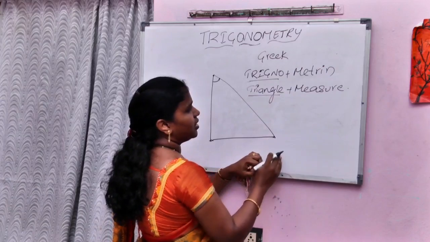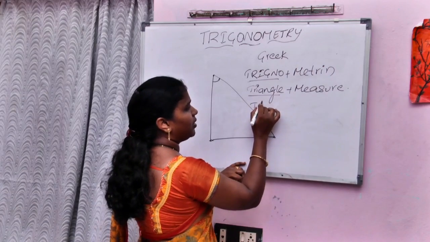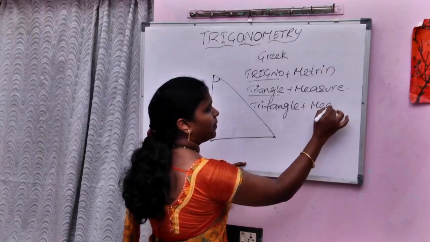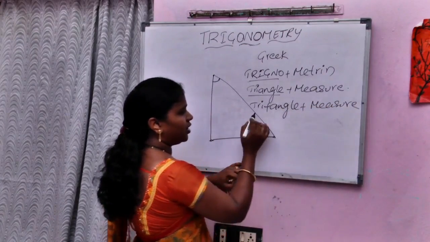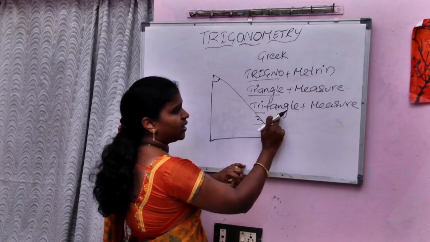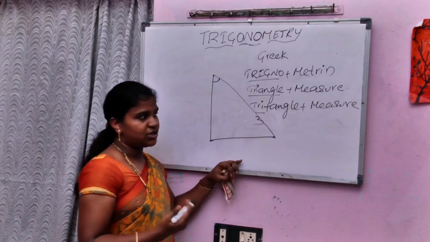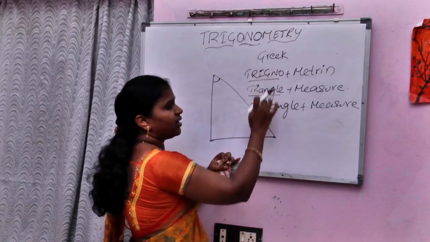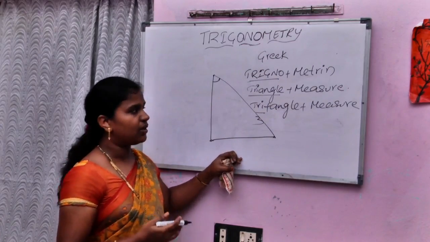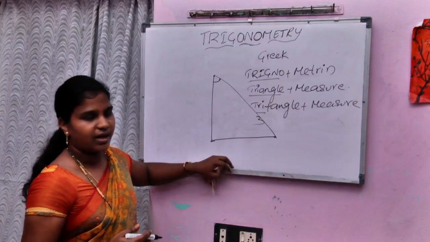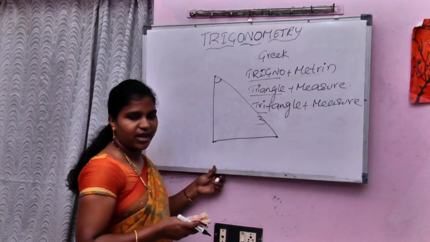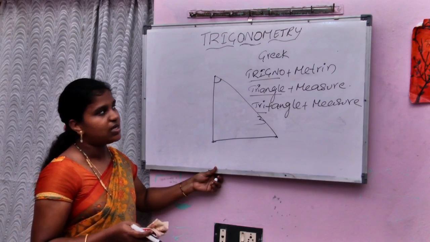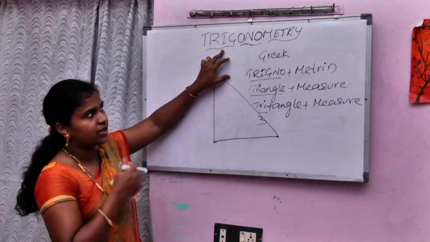And triangle is again divided into two parts, tri plus angle, plus measure. That means we can observe that tri is three, angles and measure. That means we are measuring the three angles of a triangle. So in trigonometry we can find the three angles or three measurements of a triangle. To find the slope or height or distance between any objects, we use some techniques. Those all come under trigonometry.